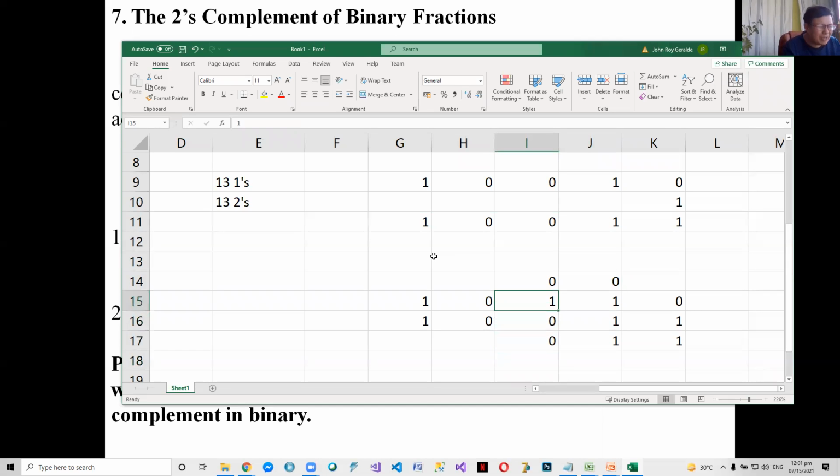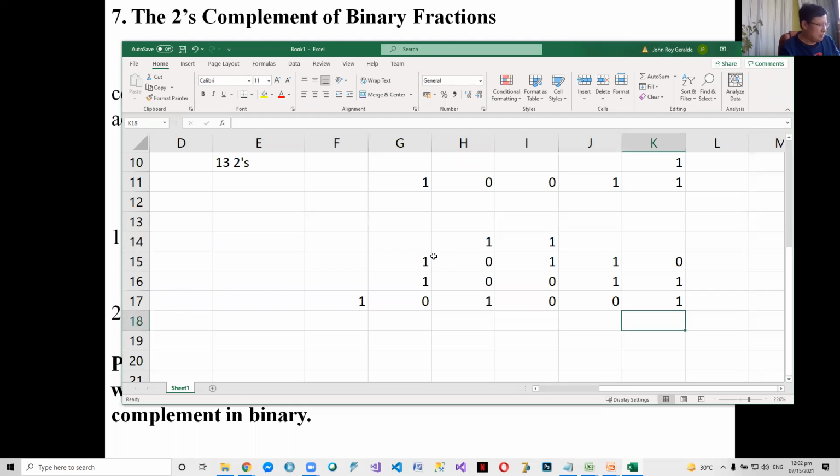I'm sorry, it's not a minus, it's a plus, no? Nawala tuloy ako. We are not supposed to minus, we are supposed to plus, no? Let's do that again. 0 plus 1 is 1. 1 plus 1 is 0, carry 1. Do you follow? 1 plus 1 is 0, carry 1. 1 plus 0 plus 0 is 1. 1 plus 1 is 0, carry 1. Do you follow?